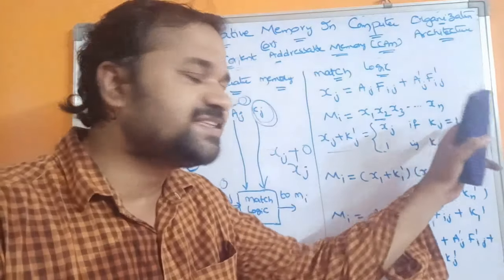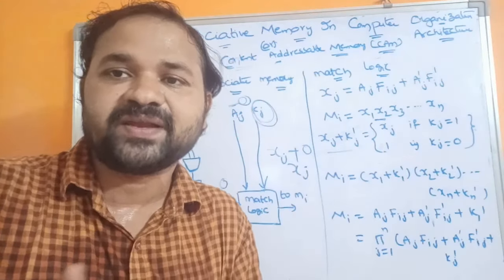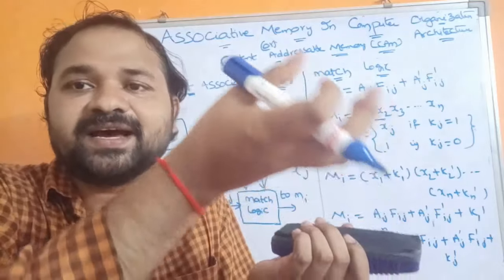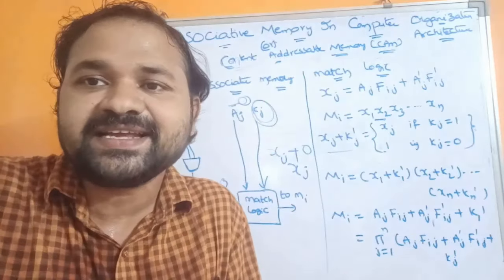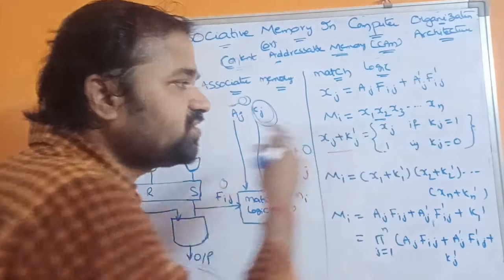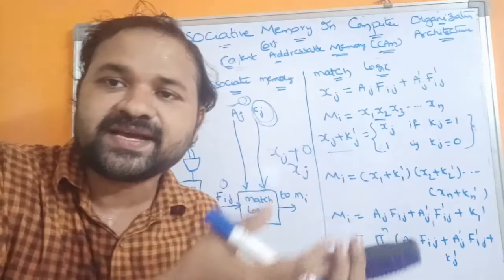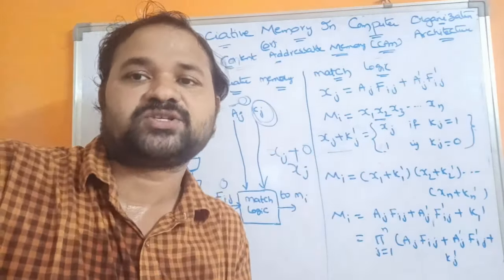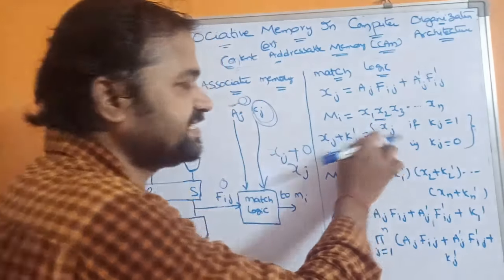So if Kj is equal to 1, then what will happen? We can compare Aj and Fij. Then the result is available in which field? Xj. So if Kj is equal to 1, we can make the comparison, and Xj is the result here.